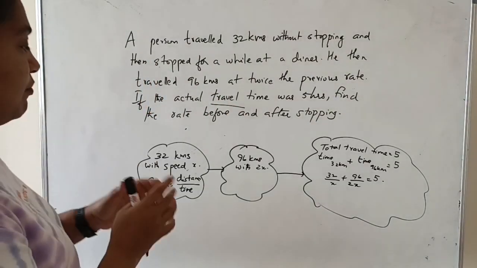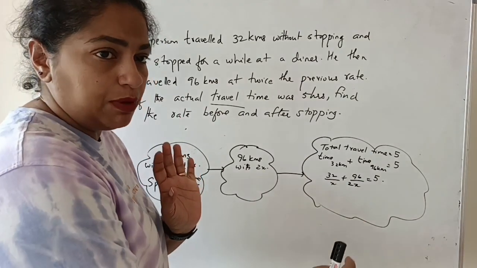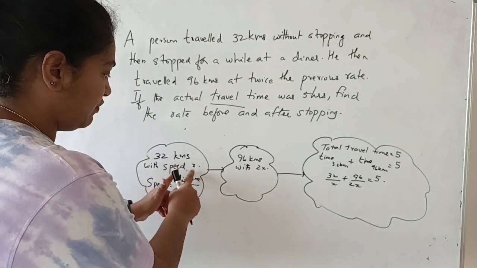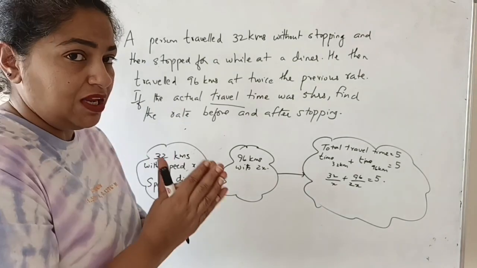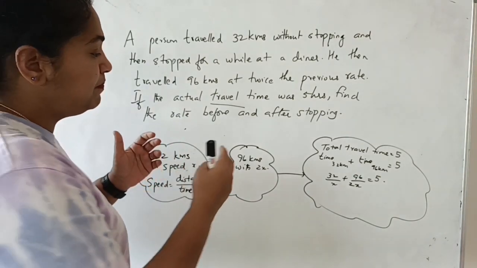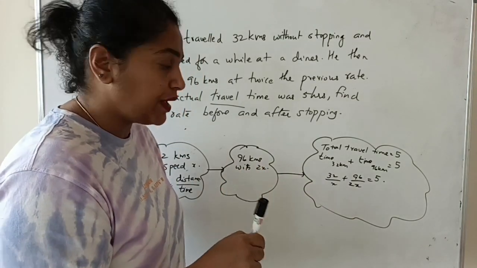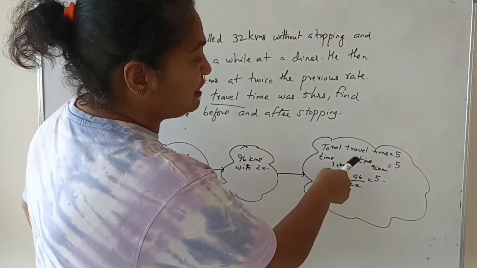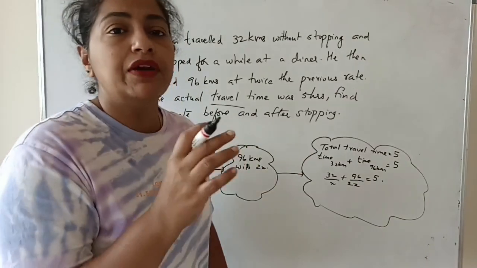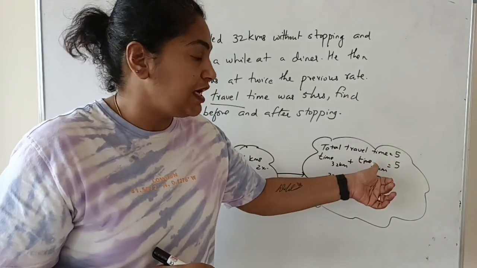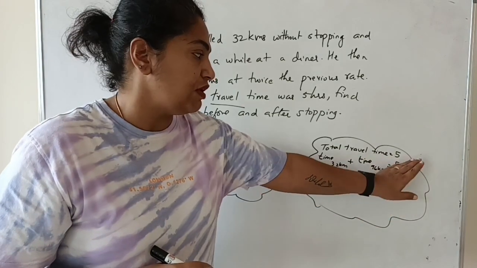So, here I have broken down the sum into 3 identifiable parts. Here the person travels 32 kilometers with a speed of x. I have written the formula required. Speed is equal to distance by time. And then he travels 96 kilometers with a speed of 2x. Now, the total travel time is given to be 5 hours. The total travel time is actually the time taken to travel 32 kilometers plus the time taken to travel 96 kilometers is equal to 5.